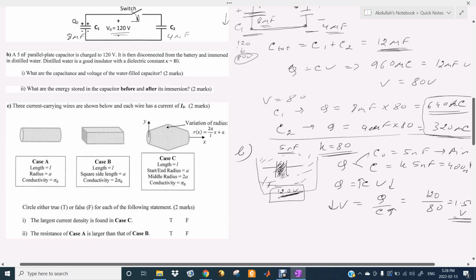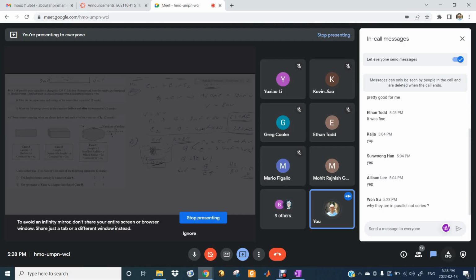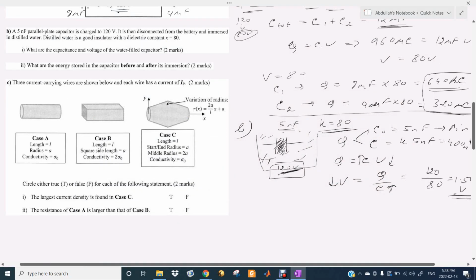All right. So for part C, any question for part B? Any confusion regarding part B? Okay. Why are they in parallel, not series? Because like for series, right?